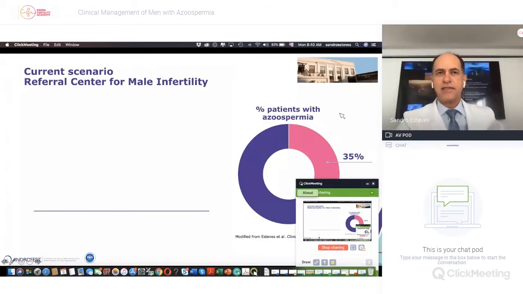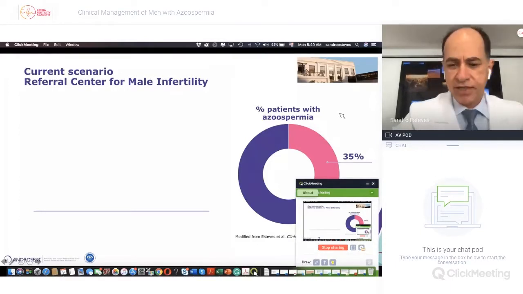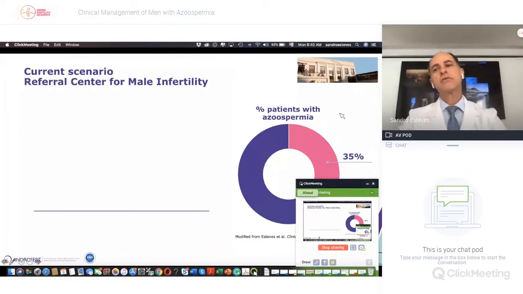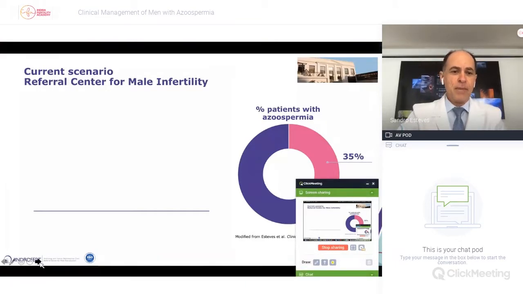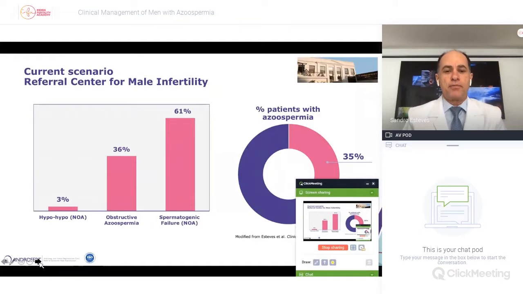We are an infertility center dedicated to male infertility. So in our condition, we see lots of patients with azoospermia due to the nature of our center. When I look at the type of azoospermia we have in our center, basically we have 3 types of patients presenting with azoospermia. We have a small proportion of patients with hypogonadotropic hypogonadism. I will explain later on.